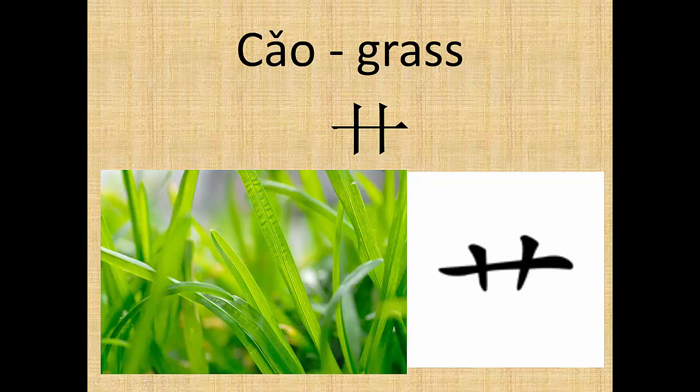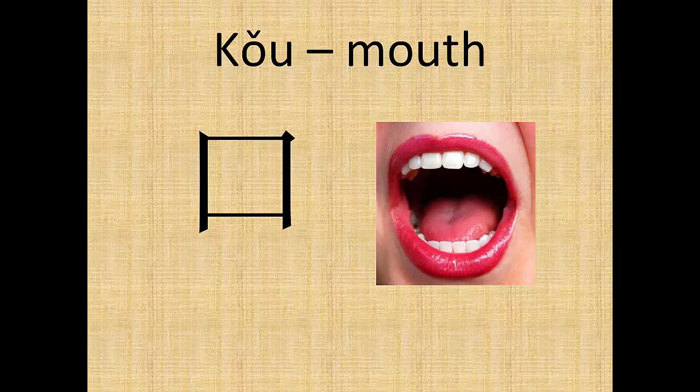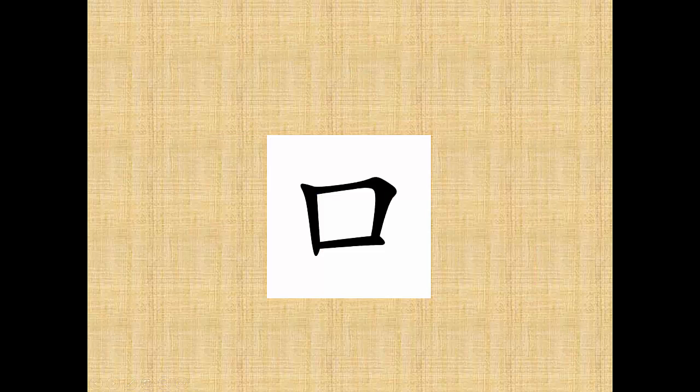To draw the grass radical, the stroke order is the ground, and then 2 blades of grass going through the ground, the horizontal line, then 2 vertical lines. The next radical is the mouth radical, 口. To draw the mouth radical, make sure you draw the left line first, an upside down L, and then close the box. Left line, vertical, upside down L, close the box.